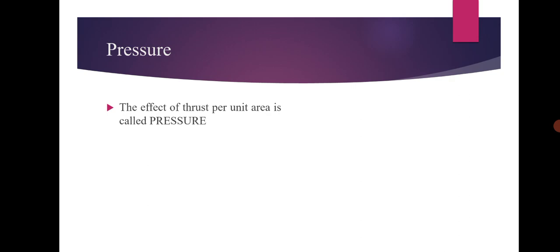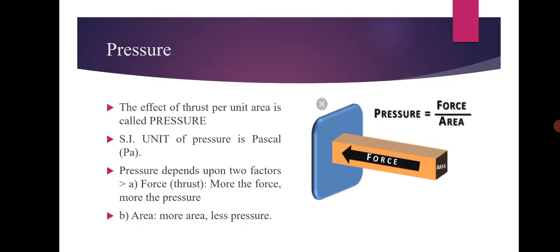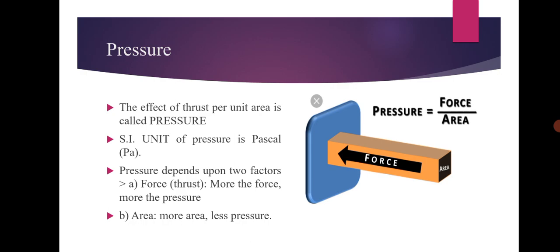The next topic is pressure. The effect of thrust per unit area is called pressure. The SI unit of pressure is Pascal. Pressure depends upon two factors. First, force: the more the force, the more will be the pressure. The next one is area: the more the area, the less the pressure will be. Here is the figure which represents the force. The formula is pressure is equal to force divided by area.